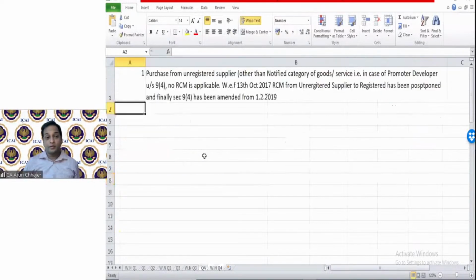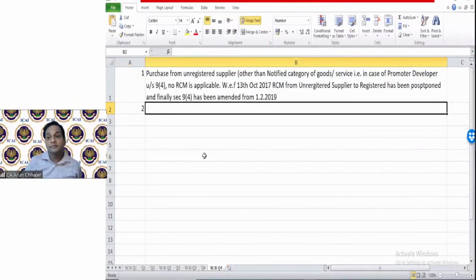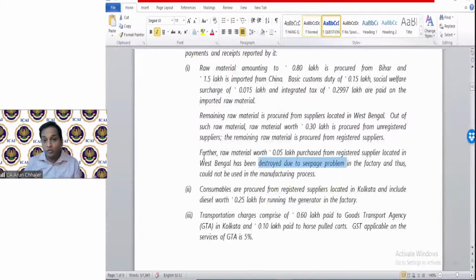Destroyed due to CPS problem. Working note number 2. Kindly tell me what to write. You suggest me what to write regarding the 5,000 amount of raw material which has been destroyed due to the CPS problem in the factory.